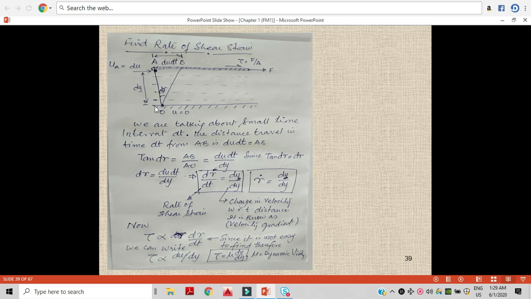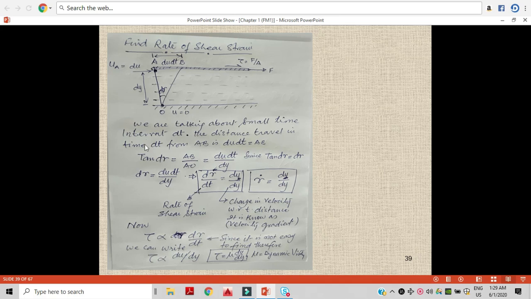The bottom edge is fixed, that is u is equal to 0. The very first layer of the fluid has zero velocity. Then, as we have seen in the previous slide, the velocity is slightly increasing, and the topmost layer has the maximum velocity. At point A the particle has a velocity du. We apply a small force F, and because of that the fluid starts moving with the velocity du.